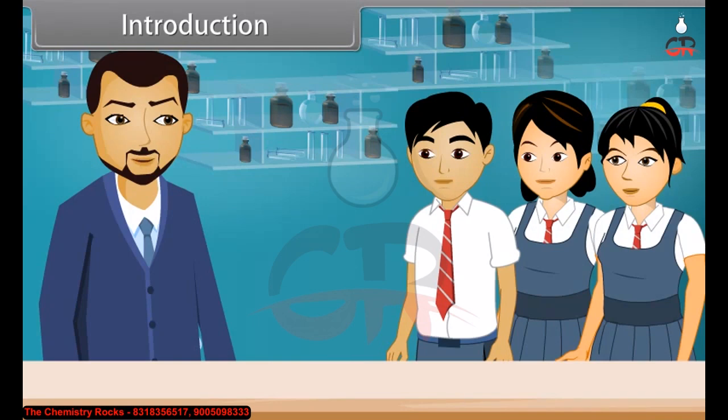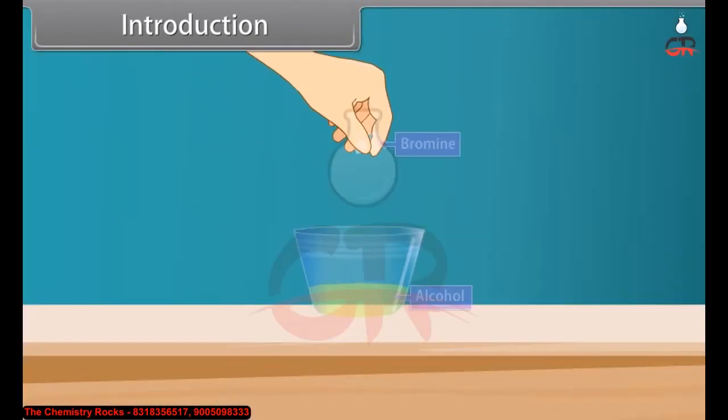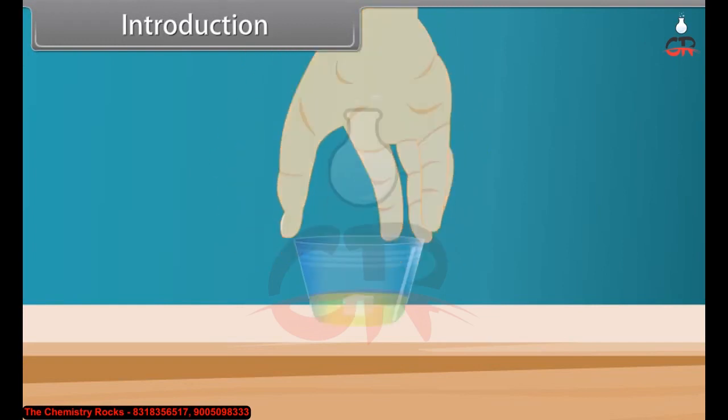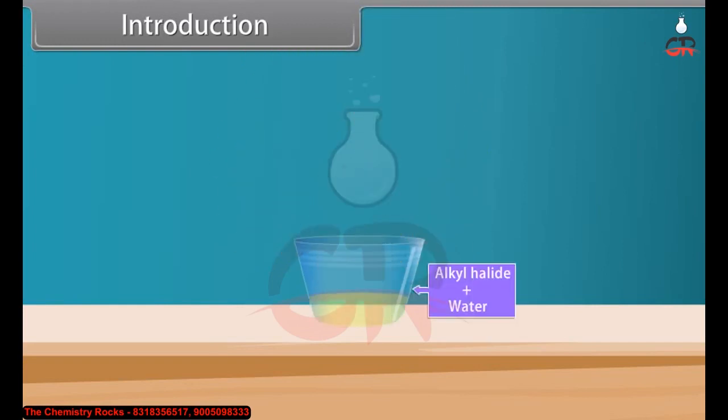A chemical change is a process where one or more substances are altered into one or more new and different substances. Let's have a demonstration. When we drop bromine in alcohol, then chemical reaction occurs and it forms alkyl halide and water. In this lesson, we will learn more about chemical reactions of alcohols, phenols and ethers.